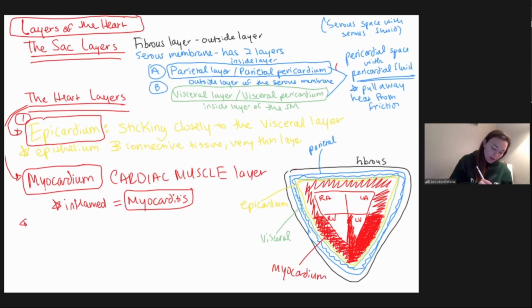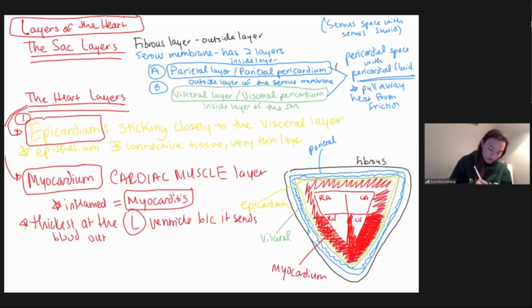The myocardium is the thickest at the left ventricle because it sends blood out all the way to the body. Why not the right ventricle? Well, the right ventricle only sends blood to the lungs, which does not have to travel as far, because the left ventricle has to send it all the way to the body. It does have to travel a lot farther than the right side of the heart.